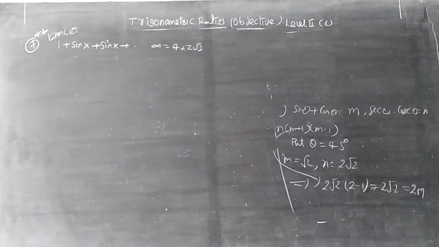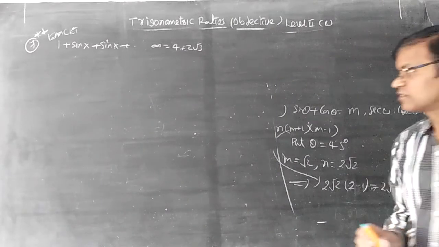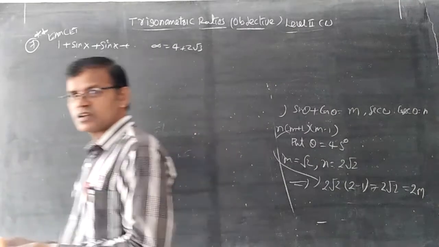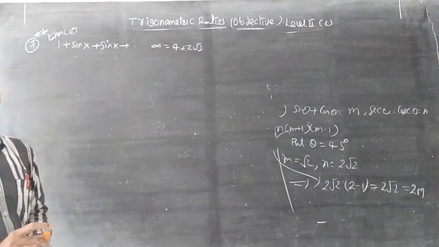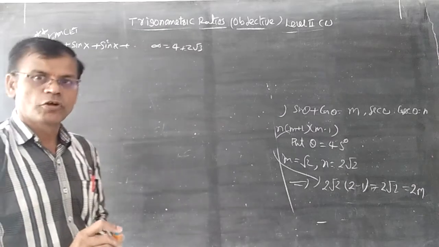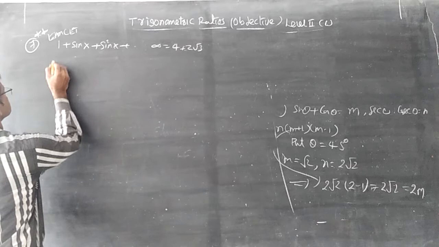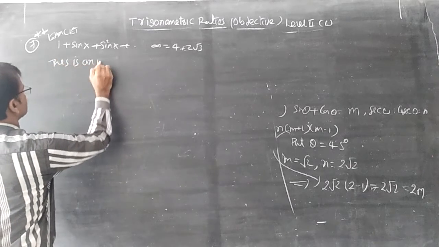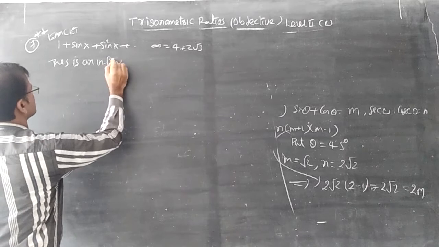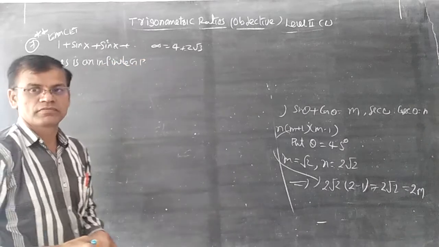In your material, number 10. So the 3 sums are different. 1 plus sin x plus sin square x plus so on to infinity is equal to 4 plus 2 root 3. This is an infinite GP.